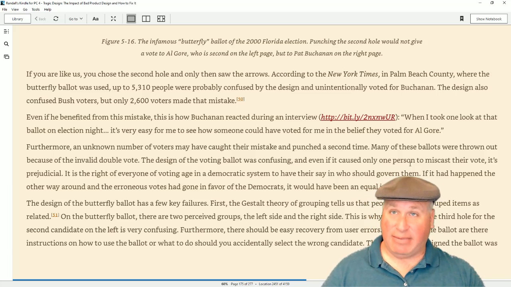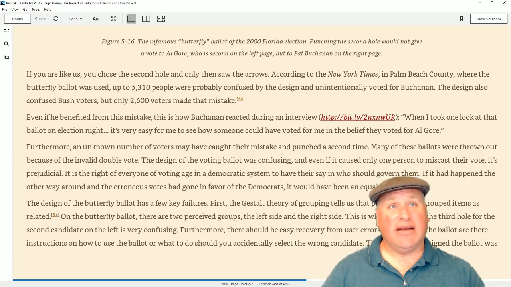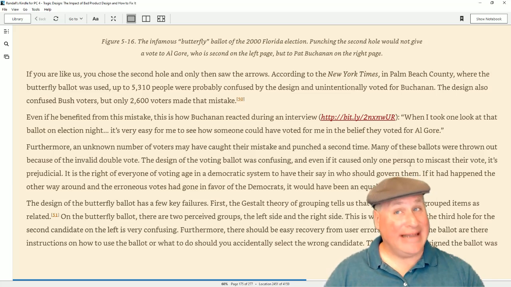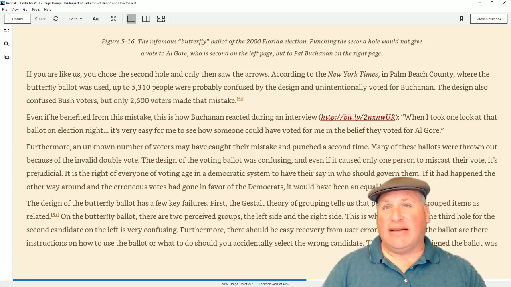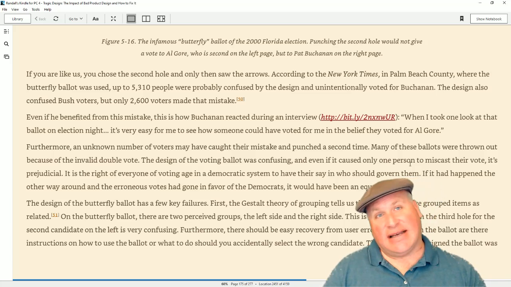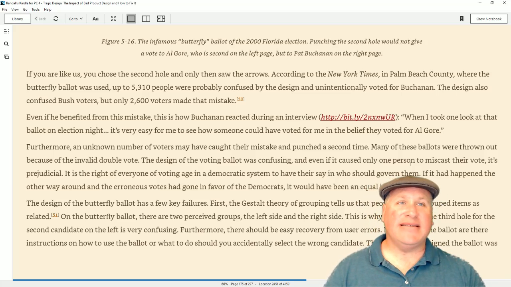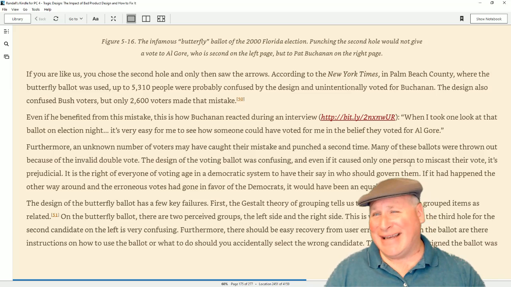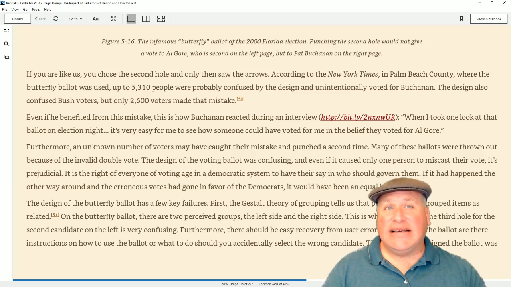The design of the butterfly ballot has a few key failures. First, the Gestalt theory of grouping tells us that people perceive grouped items as related. On the butterfly ballot, there are two perceived groups, the left side and the right side. This is why punching in the third hole for the second candidate on the left is very confusing. Furthermore, there should be easy recovery from user errors. Nowhere on the ballot are there instructions on how to use the ballot or what you should do if you accidentally select the wrong candidate.